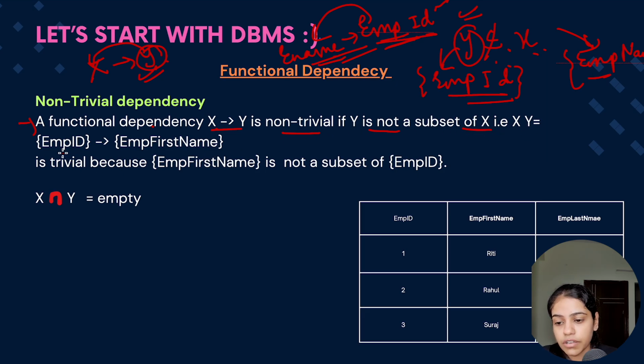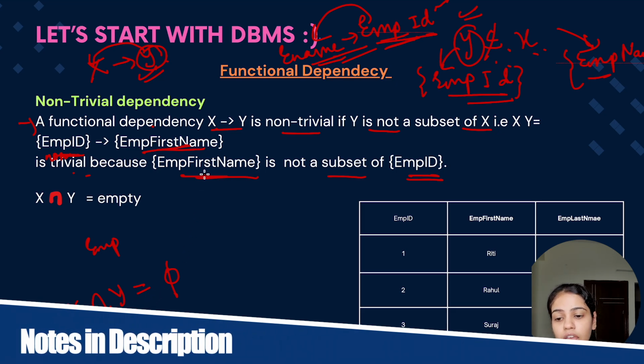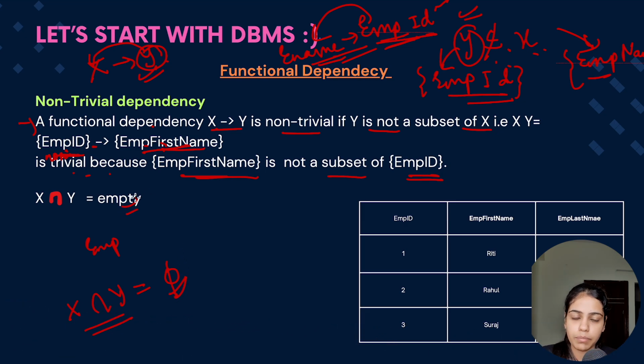of x. So if there is x as employee ID and y as employee first name, we can say it is non-trivial because employee first name is not a subset of employee ID. So employee first name does not have any element which is there in employee ID. So here if we do x intersection y, we get phi, because x intersection y does not give us anything, because there is nothing common between employee first name and employee ID. So it will give me phi, or it will give me empty.